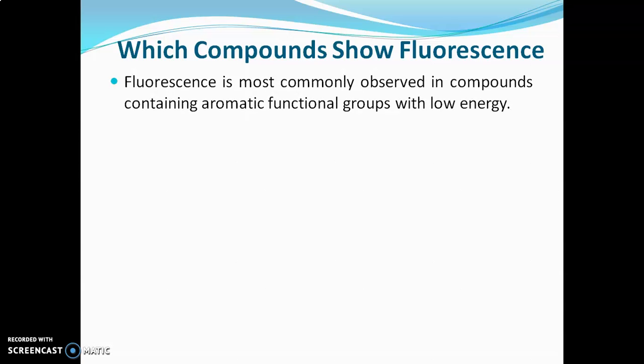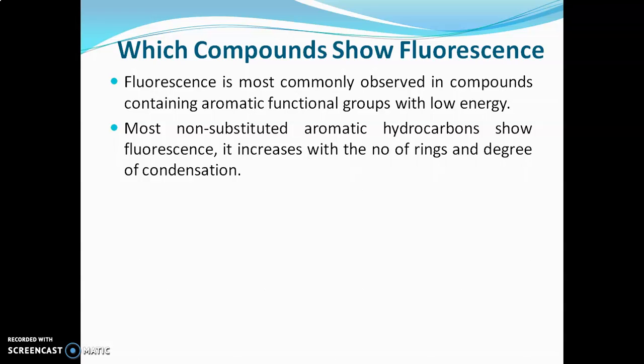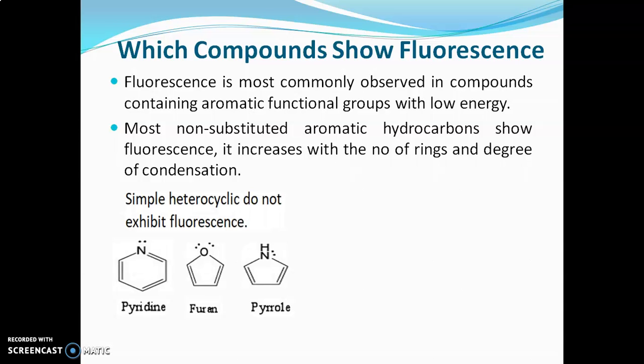Generally, fluorescence is most commonly observed in compounds containing aromatic functional groups with low energy. Most of the non-substituted aromatic hydrocarbons show fluorescence, and fluorescence will increase with the number of rings and degree of condensation. Now, simple heterocyclic rings do not exhibit fluorescence, like pyridine, furan, pyrrole. They do not show fluorescence.